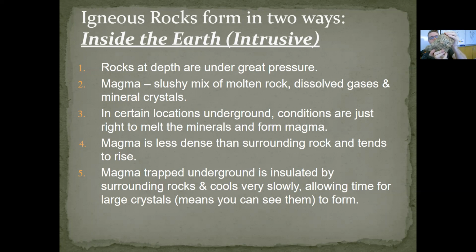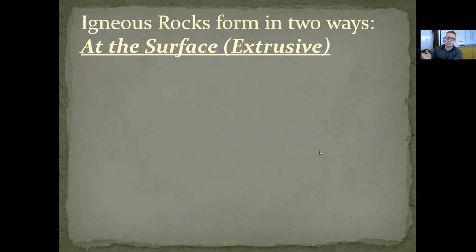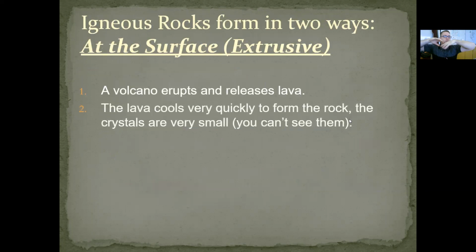intrusive igneous rock, and they form because of their environmental conditions. They were deep underground and they were insulated and cooled very slowly. So it's that slow cooling that gives us those large crystals in this intrusive igneous rock. Now, if we're going to talk about underground, we also got to shift and talk about extrusive igneous rock. Volcano erupts, lava comes out of the volcano, and then it cools very quickly to form the rock. So quickly sometimes that the crystals are so small you can't even see them.